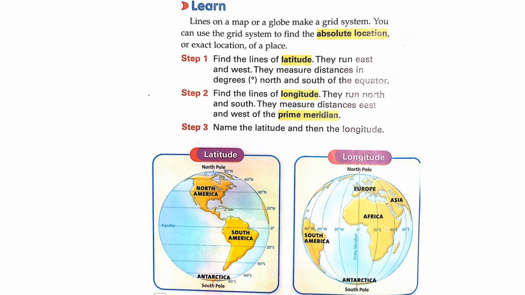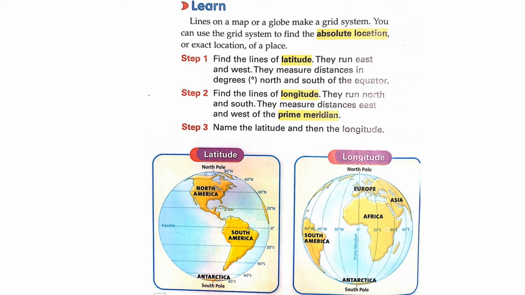To measure distances between east and west, you use prime meridians. You see this line right here on the 0 degrees? That's your prime meridian. That's all what you need to know. Okay, so remember the prime meridian right here.